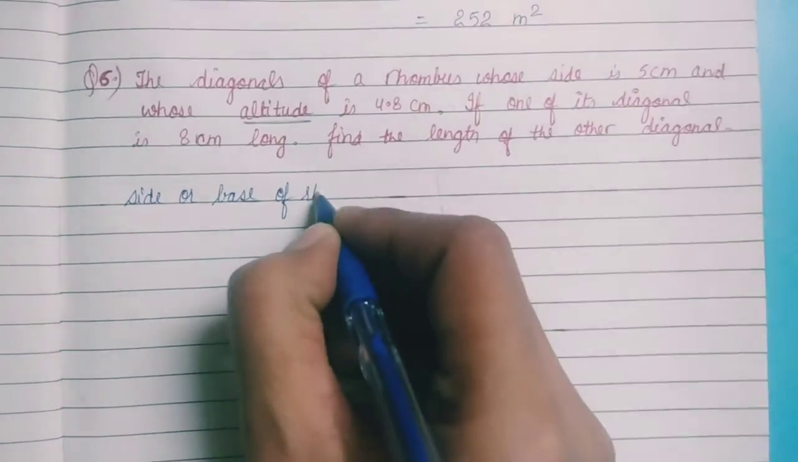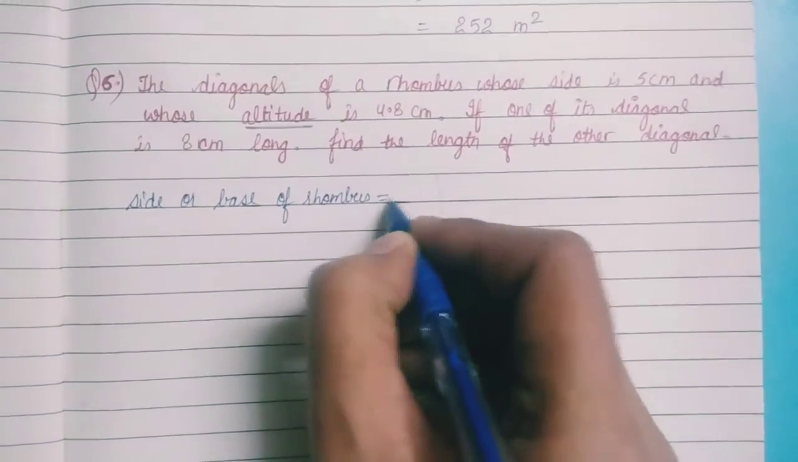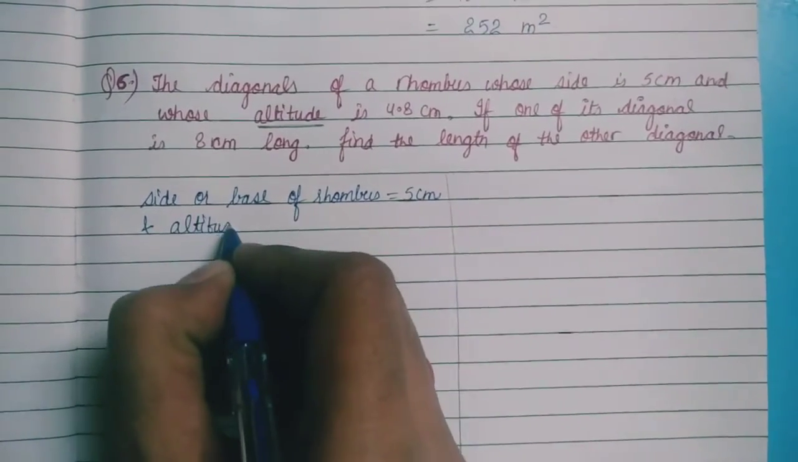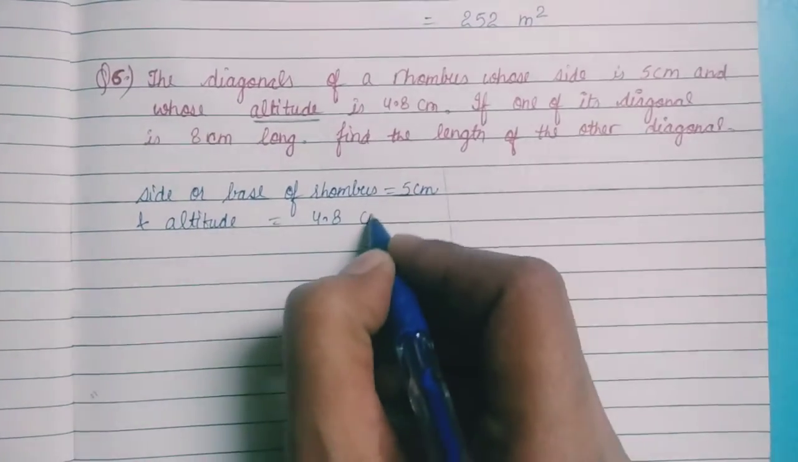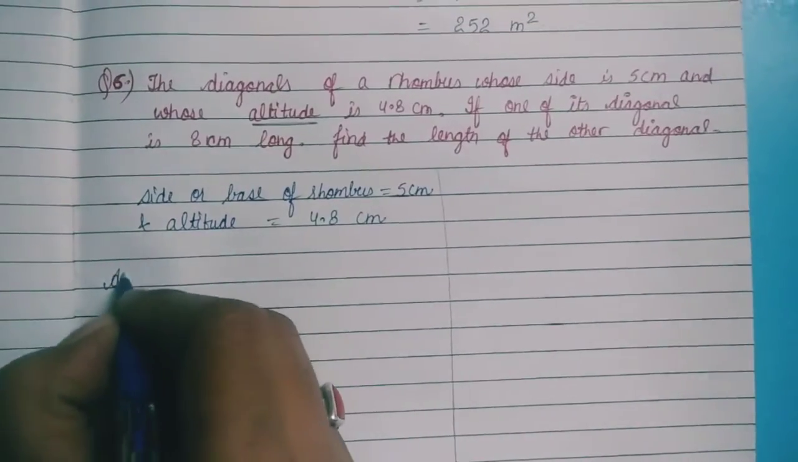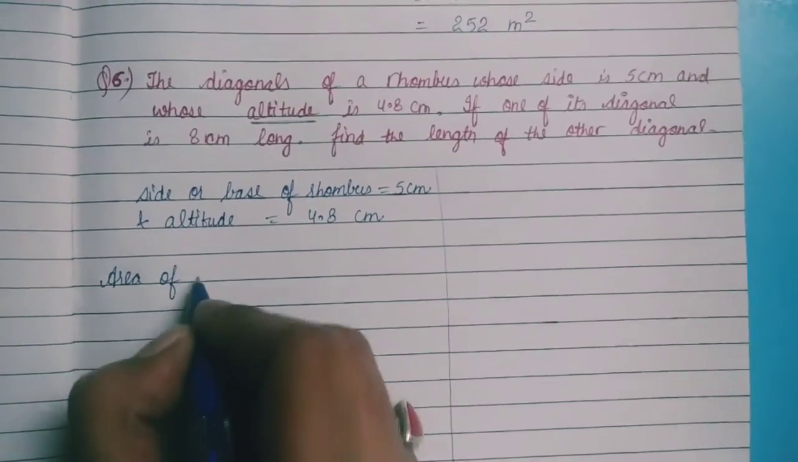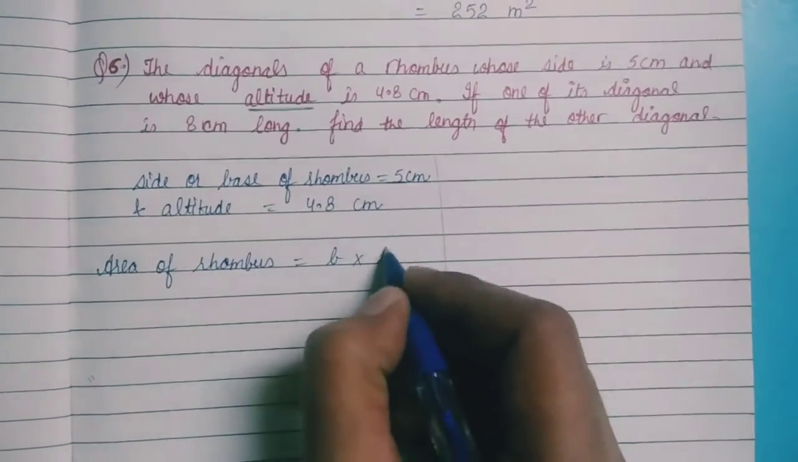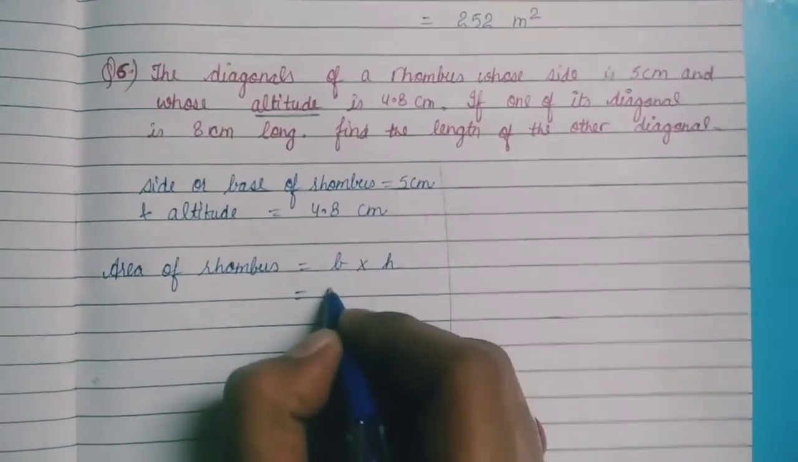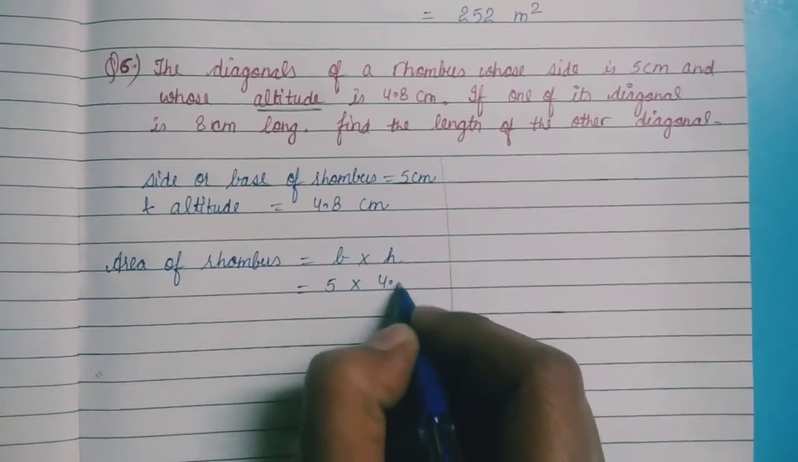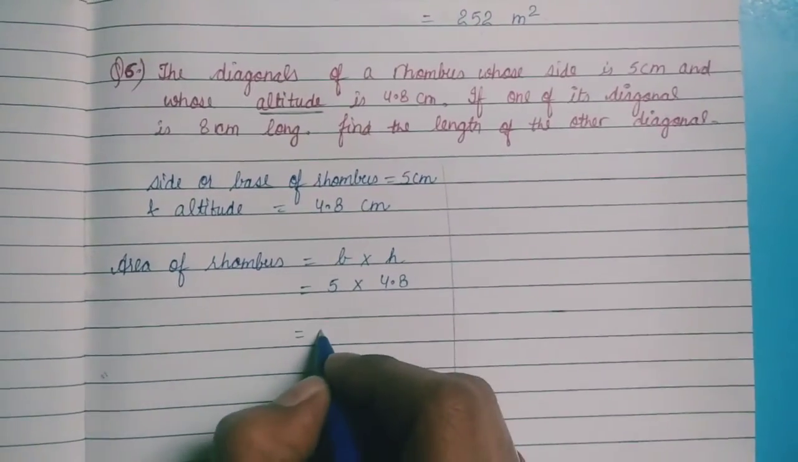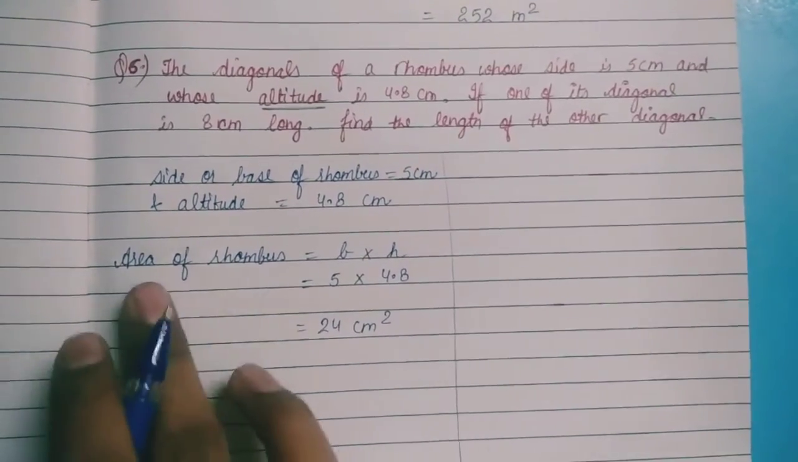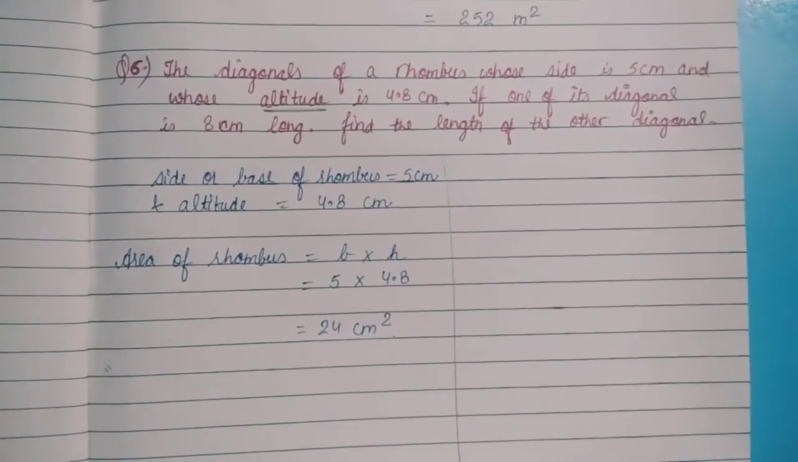of the rhombus is 5 centimeter and altitude is 4.8 centimeter, so we can also use the area of a rhombus as base into height. Base is 5, so 5 will multiply by 4.8 and gives us 24 centimeter square. It means the area of the rhombus is 24 centimeter square.